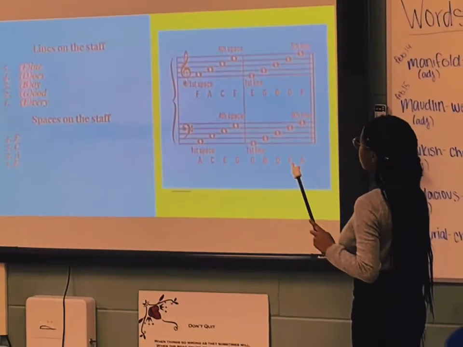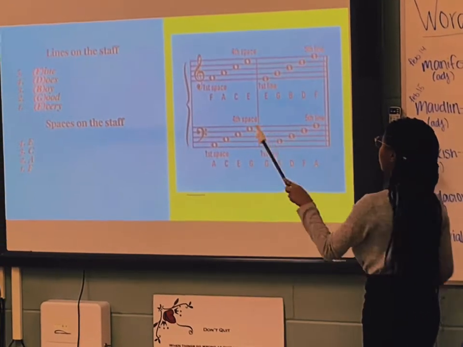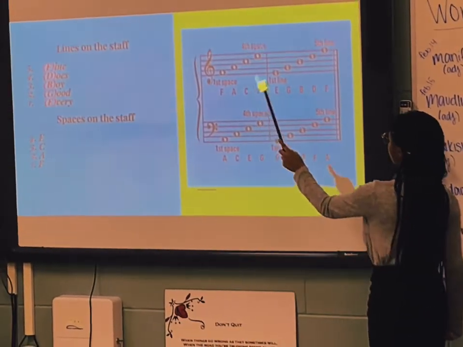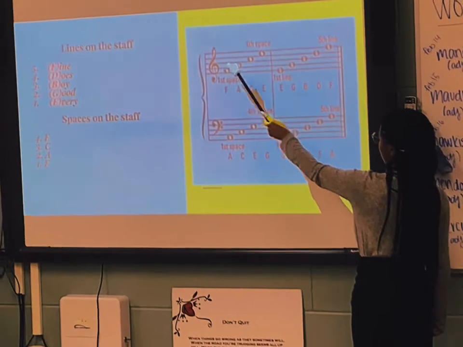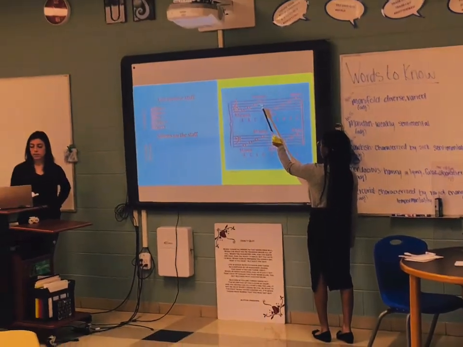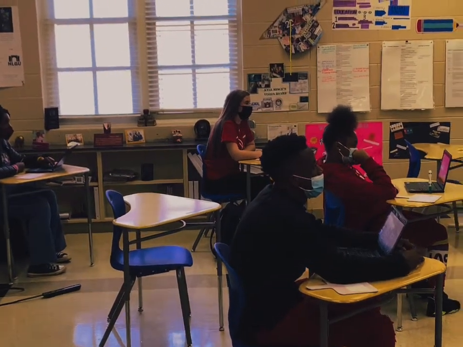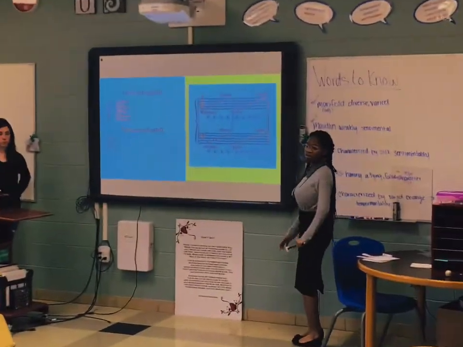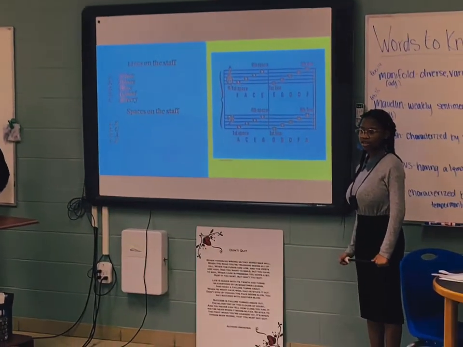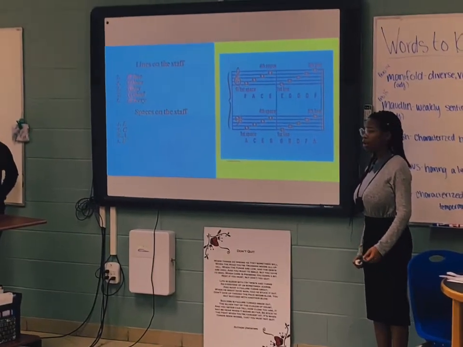Focusing on the treble clef. So y'all talk with me and we're gonna label it as we go. So we're just gonna start with spaces. So we have F, A, C, E. And then for our lines we have E, G, B, D, F. Do we have any questions? No questions? Okay.